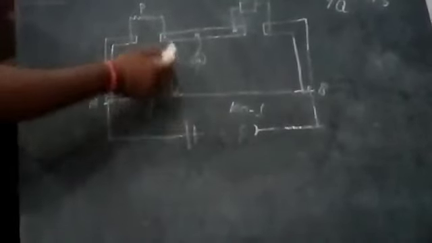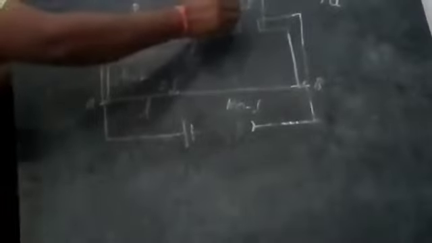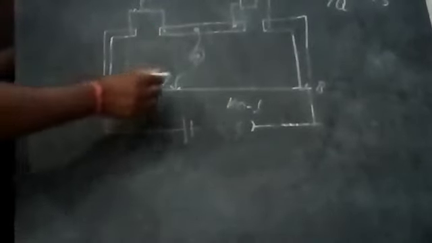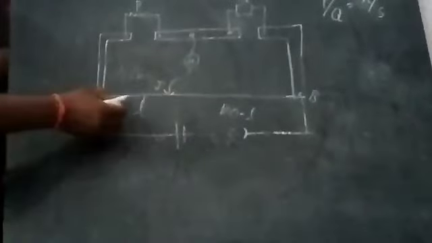Now here we see, this is one unknown resistor, this is a known resistor, and this 1 meter manganin wire behaves like two more resistors, that is R and S.